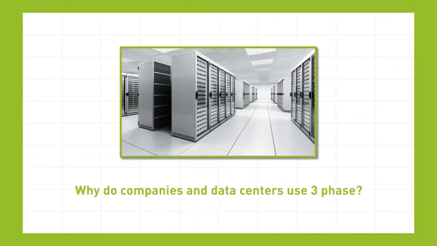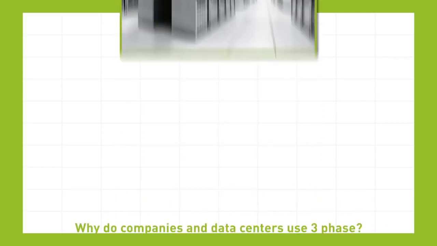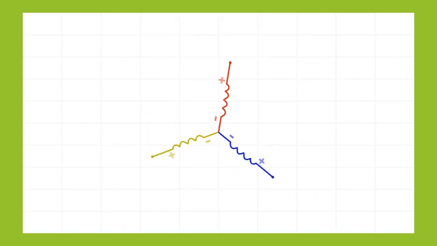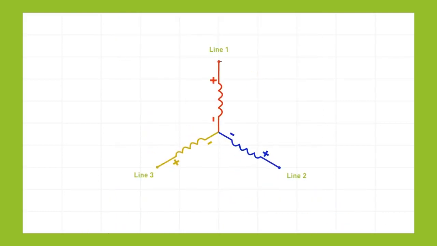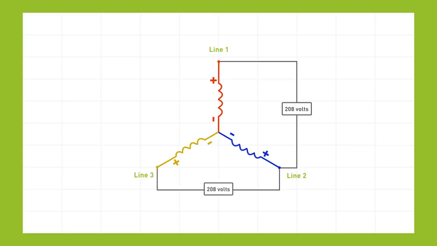Last topic I'll talk about in this video is why do companies and data centers use three-phase. Right now, let me give you a simple overview. For three-phase, you connect line 1 to line 2 and get 208 volts. At the same time, you connect line 2 to line 3 and get 208 volts, and you connect line 3 to line 1 and get 208 volts.